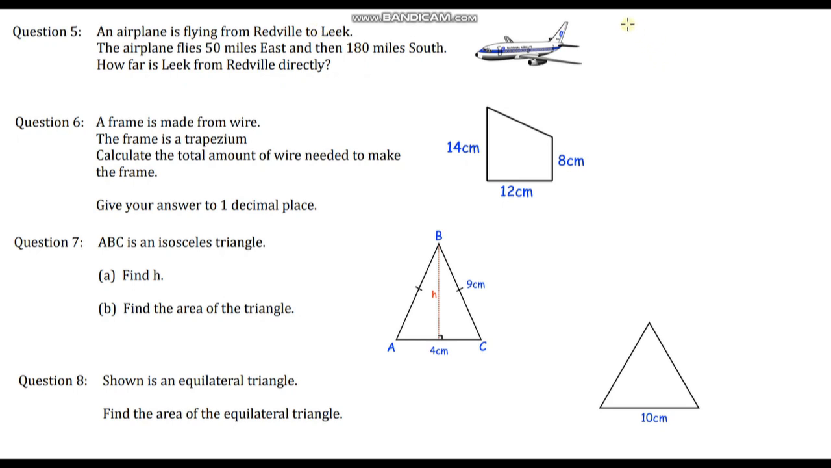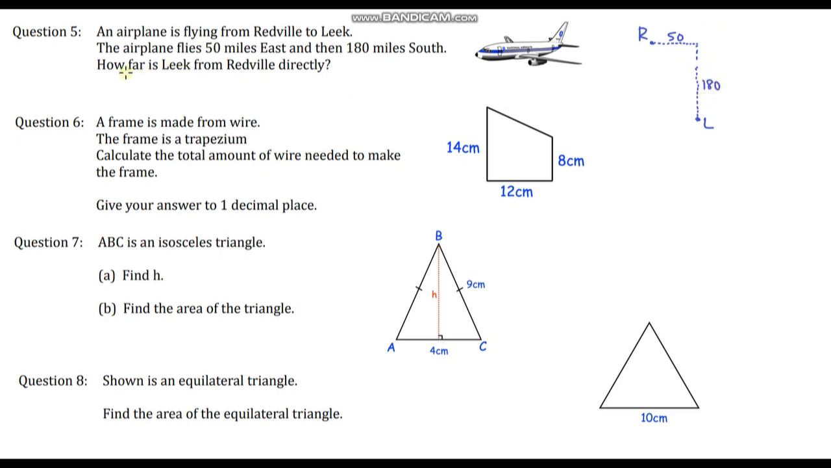So let's say that this is Redville, R, put an R there. And we are going 50 miles east. So going 50 miles east, let's say that's 50 miles, and then 180 miles south. So we're going a bit further south. So let's just say that that is 180 miles south. And now we are at Leek. So let's just label this. So that's 50 miles and this is 180 miles.